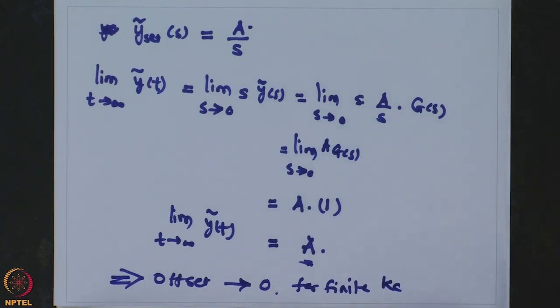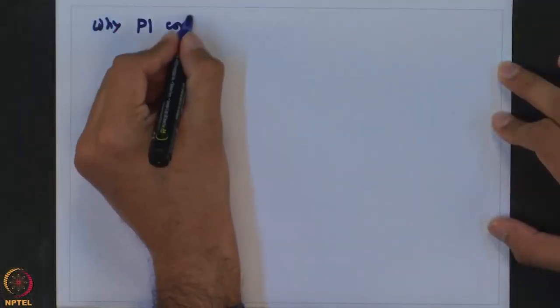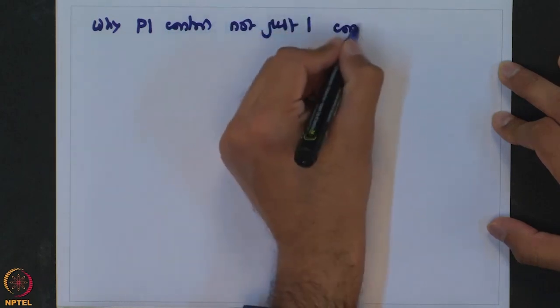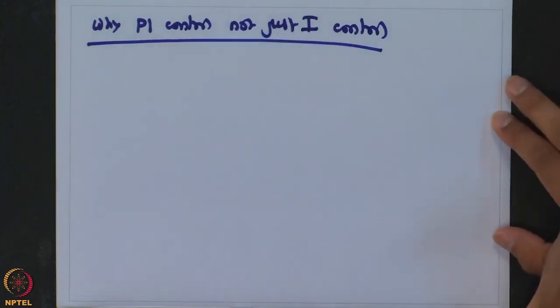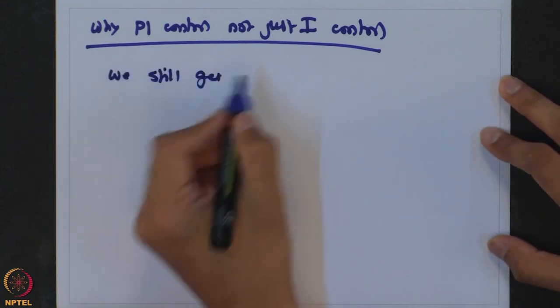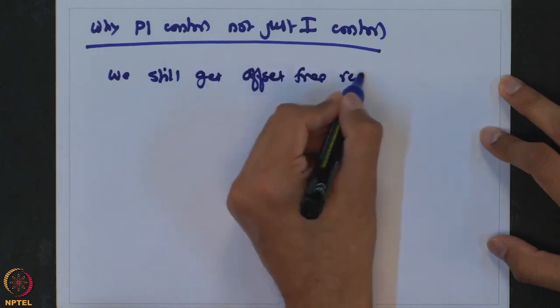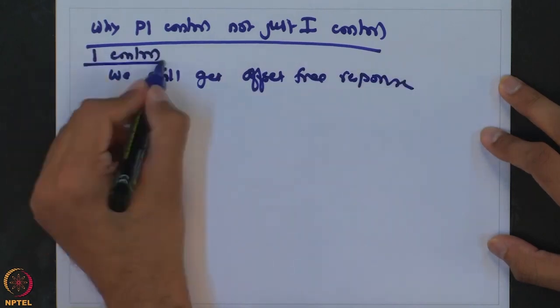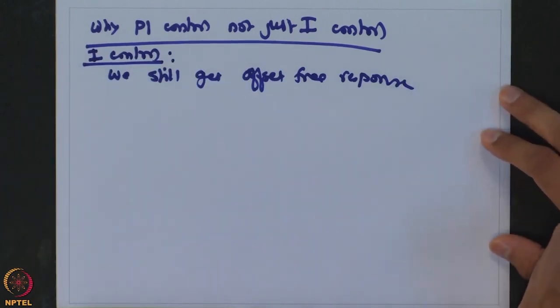So using both the regulatory mode as well as servo mode, what we have been able to see is that because of the addition of integral action, we have been able to move this offset to 0 even for finite values of controller gains. Now before proceeding further, let me also make a comment on why we always go with a PI control and not just I control. What if I had used only the integral action and no proportional action? In that case, we still get offset free response. So I control does solve the problem of not getting any offset even for finite values of controller gains.